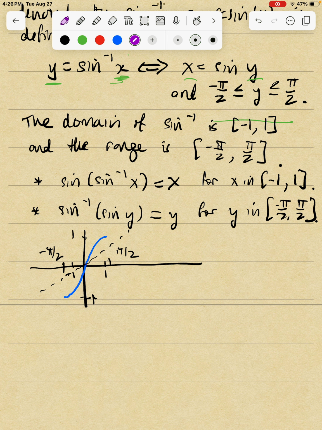Let's see. So for instance, this endpoint, which is pi over 2 comma 1, is going to go to 1 comma pi over 2. So that point's going to go up here. And this point, which is negative pi over 2, negative 1, is going to go to negative 1, negative pi over 2. Looks like maybe here.